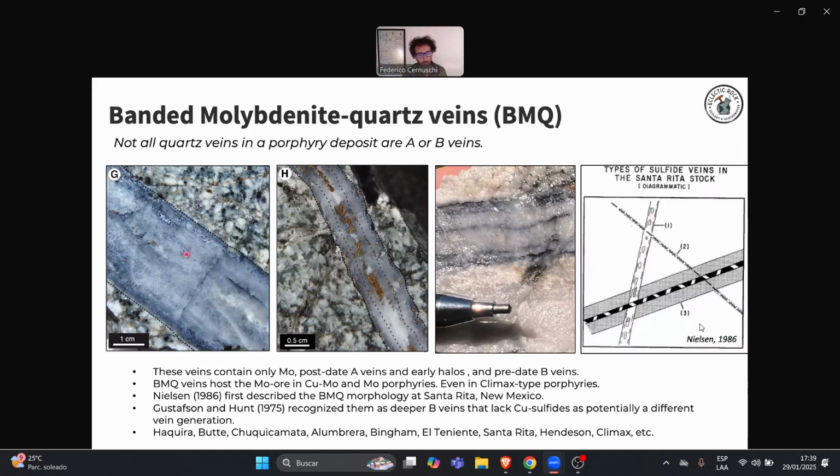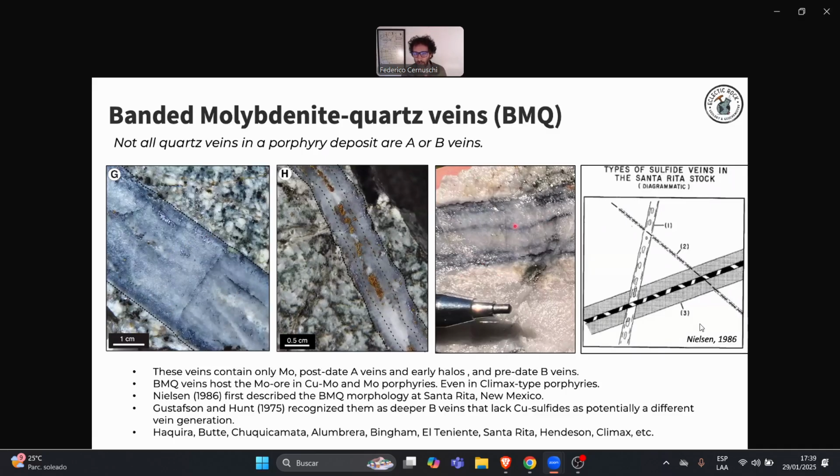The characteristic thing is that they don't have the sugary texture of A veins, and they don't have the oscillatory banding and open space of B veins. These occur in between A and B. You have more massive quartz, and molybdenite, especially at the edges in bands and some in the center, and no copper sulfides. These are mostly common in early halotype deposits because those are moly rich, but they're present in all porphyries.